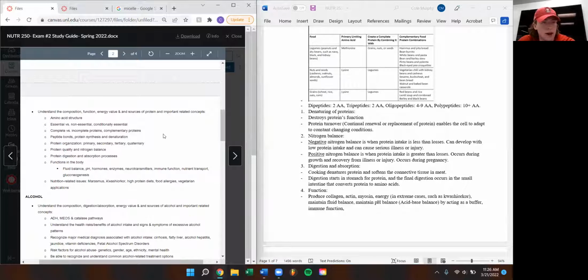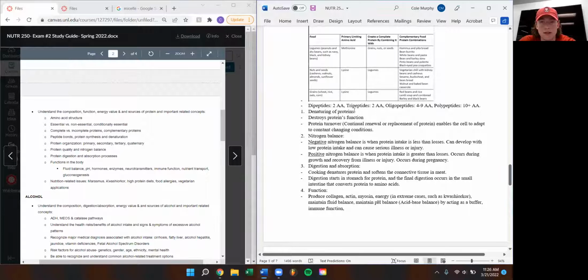And then we have dipeptide, tripeptide. A dipeptide is 2 amino acids, a tripeptide is 3 amino acids, and oligopeptides are 4 to 9 amino acids. And then polypeptide is, again, poly means multiple, so it's going to be the largest one, 10 and up amino acids. So those are going to be long chains.